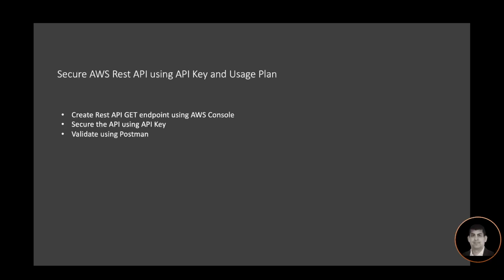In this workshop, I will create a REST API GET endpoint using AWS console. I will secure the API using API key, and then I will validate the API endpoint using Postman.